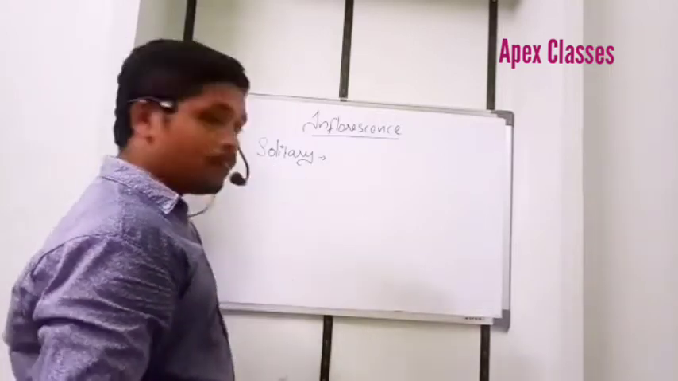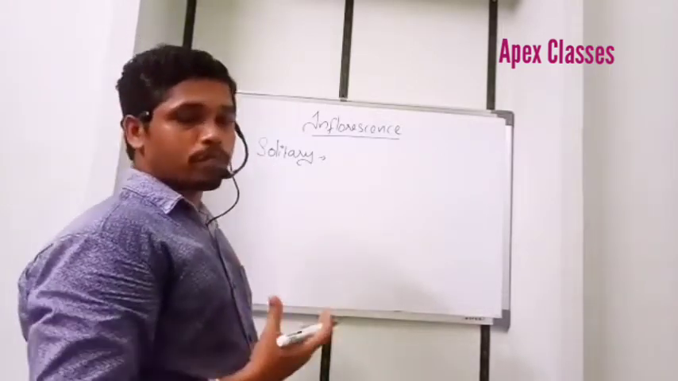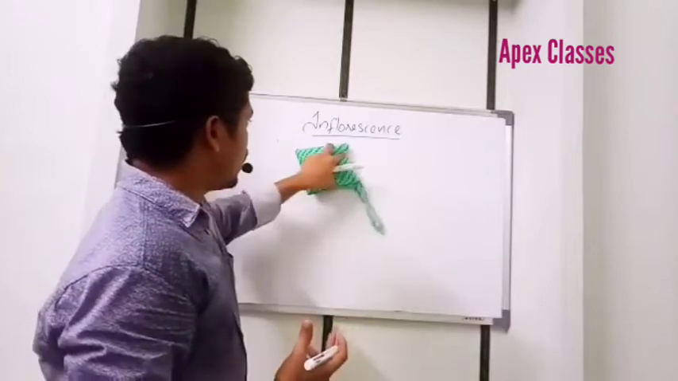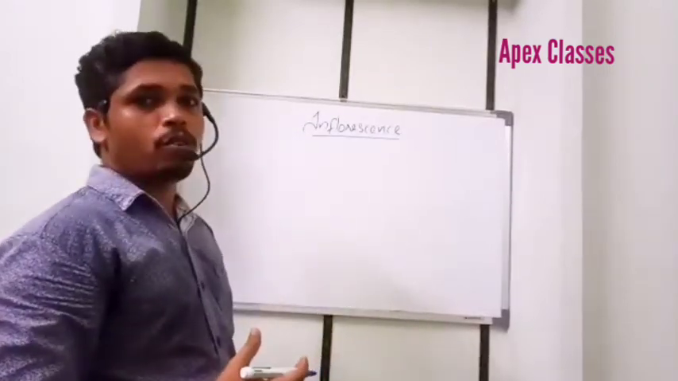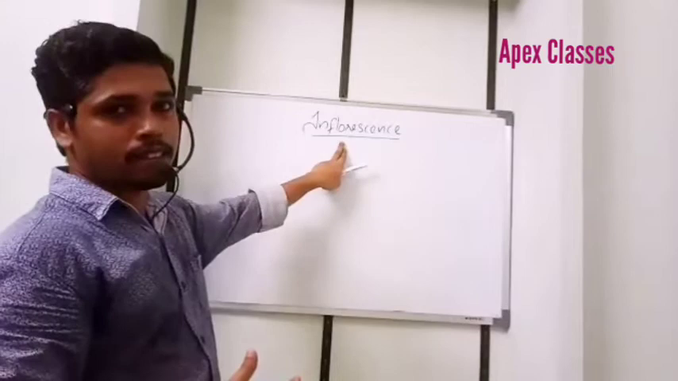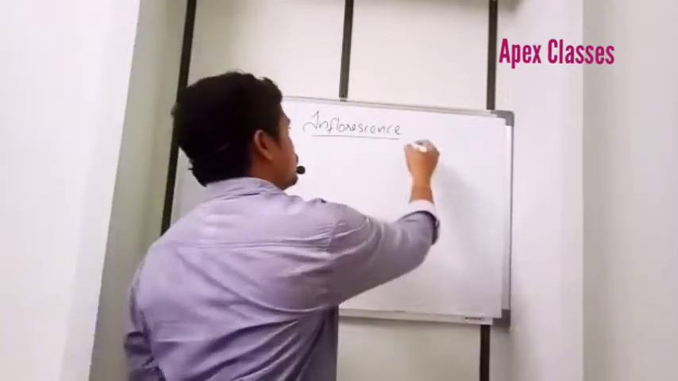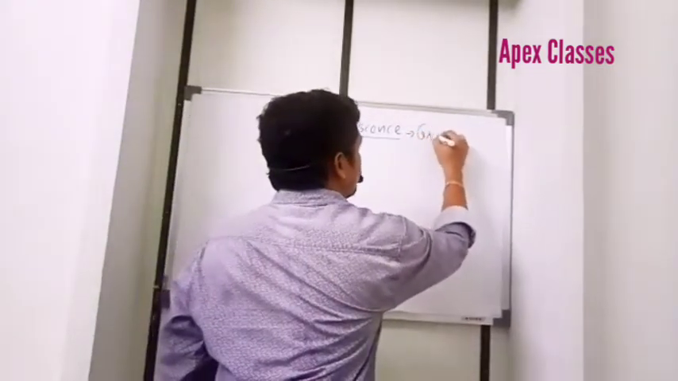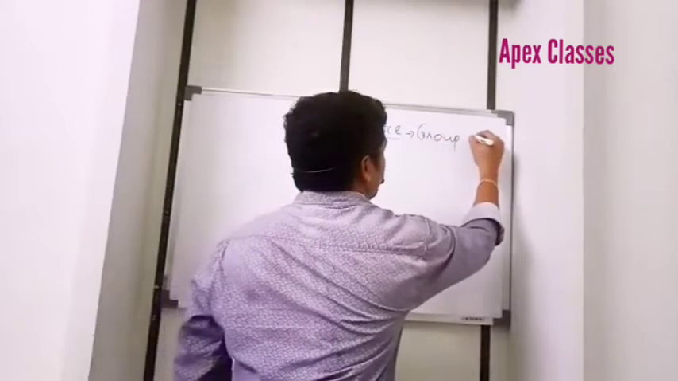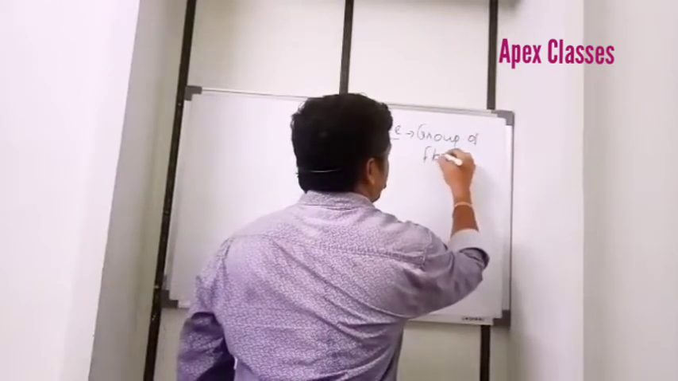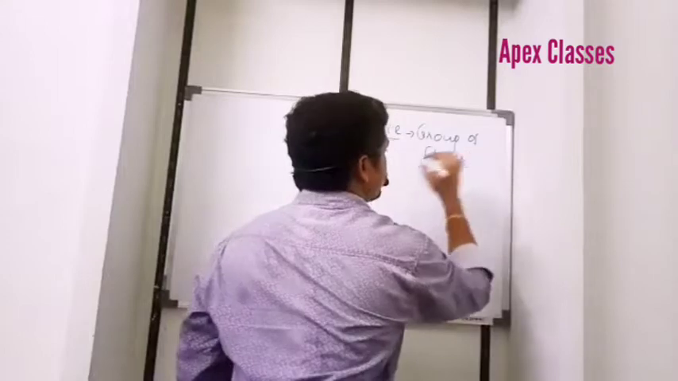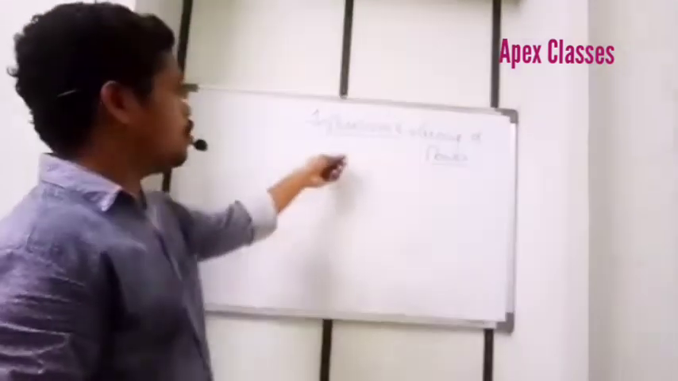Singly borne flowers are called solitary flowers. If the flowers are grouped, a group of flowers arranged on a common axis is known as an inflorescence. It is the group of flowers arranged on a common axis.